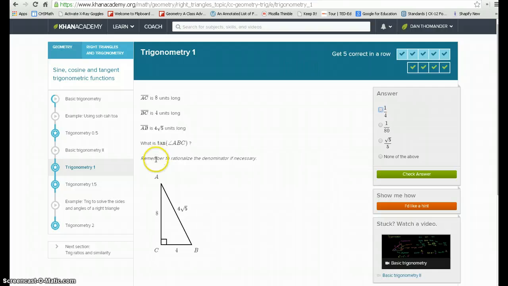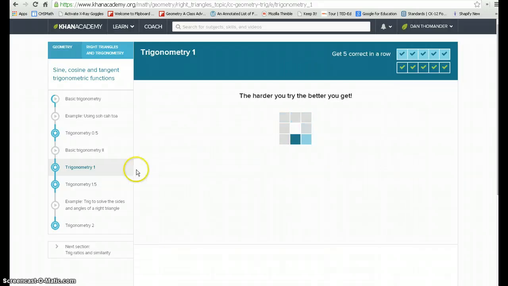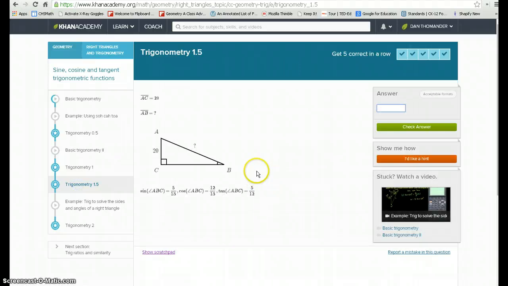Let's see the tangent of angle ABC. So we're at angle B over here. Tangent's opposite over adjacent. So that's 8 over 4. So 8 divided by 4 is 2. Not listed here. There it is, 2. So that's how those are done. Not much trickier, just included some irrational numbers in here. So now here we have, given that this side is 20, what is the length of this hypotenuse?